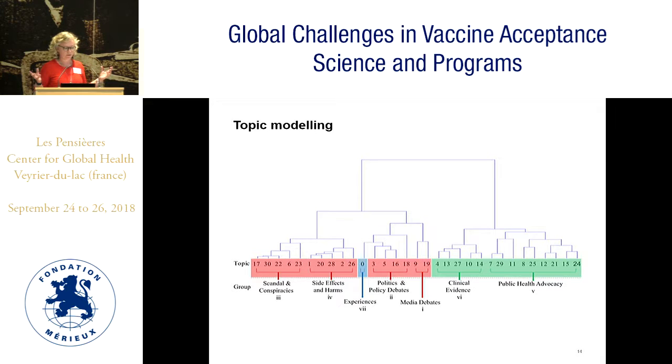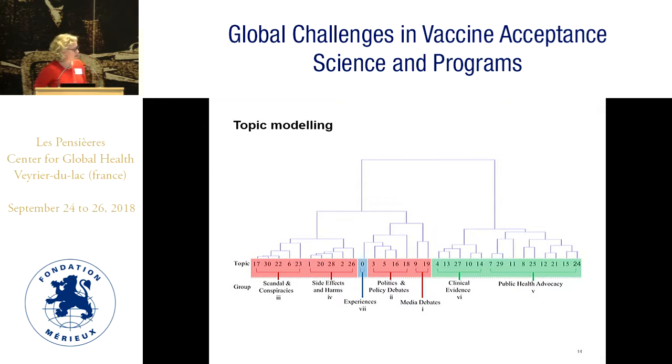So basically, a human doesn't do this. The machine looks at all the tweets and looks at semantic clusters. So sort of theme clusters that emerge from the Twitter data and says there seem to be these, or there are these distinct clusters, and they look at it mathematically. And then a human comes along and looks at the word similarities and says, okay, I'm going to name this scandal and conspiracies. So that's how they do it.